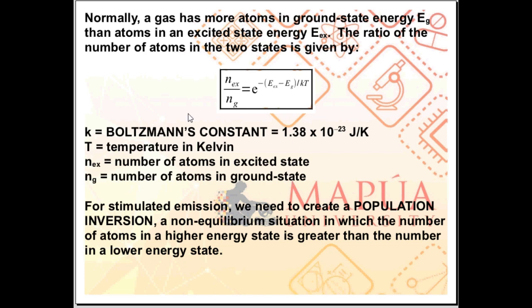For stimulated emission to happen, there needs to be more atoms in the excited state. We need to have more atoms in the excited state than atoms in the lower energy state. This is referred to as population inversion. To produce a laser, you need to cause population inversion first in the atoms before we can produce stimulated emission.